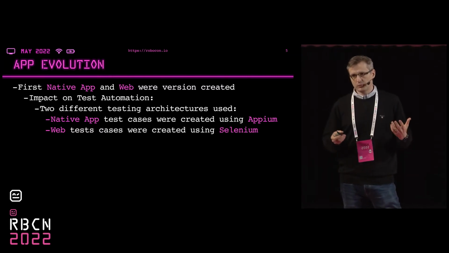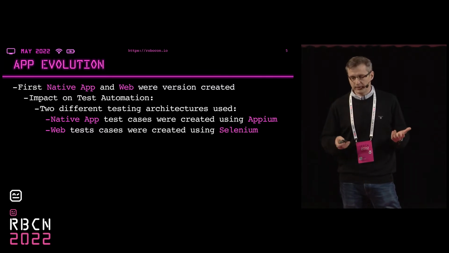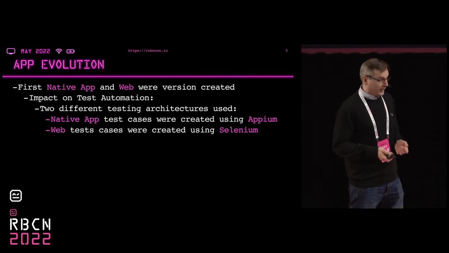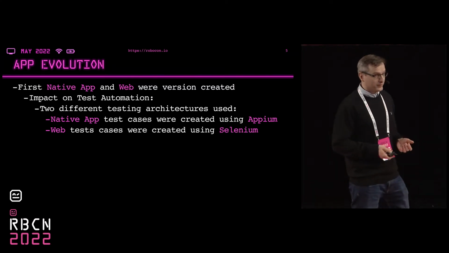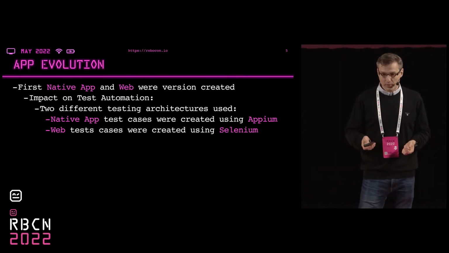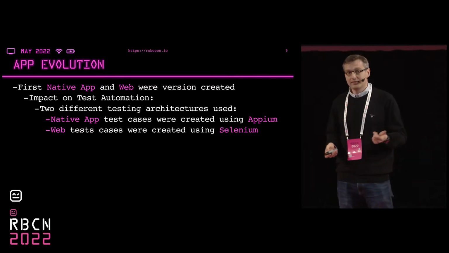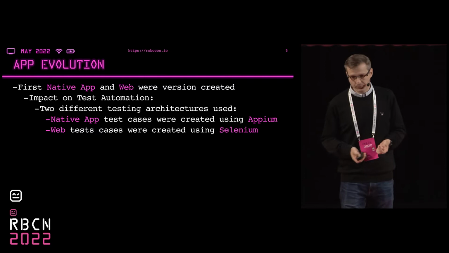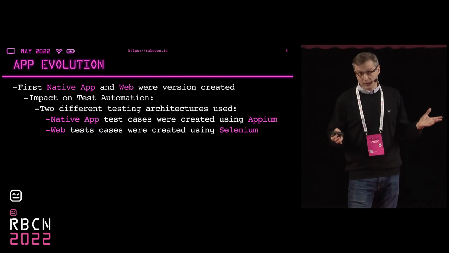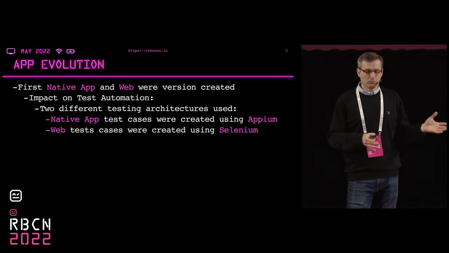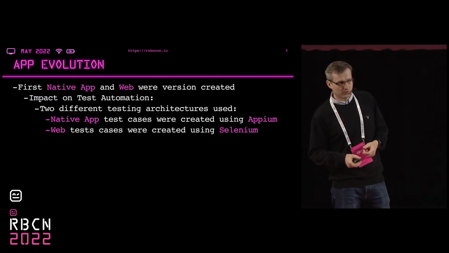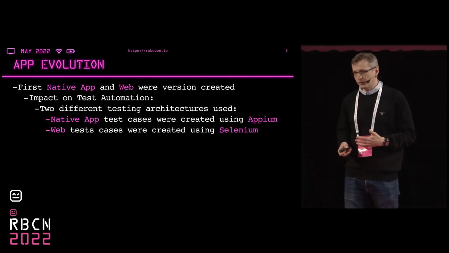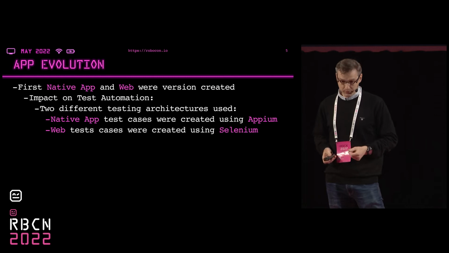The test automation for that native app was created using Appium, of course. After some time, a version was created for the web, and again, test automation followed, and the test cases were created using Selenium. So we ended up with two test automation repositories. One was for the native apps with Appium. The other one was for the web with Selenium.